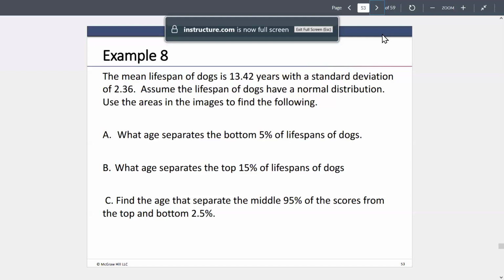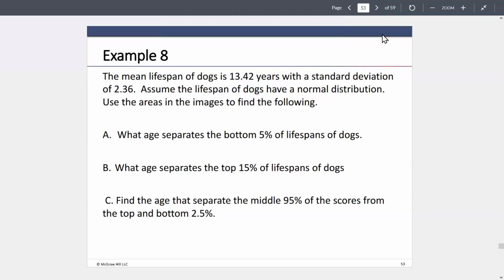All right, so practice this one more time. We're going back to those dogs. The mean lifespan of a dog is 13.42 years with a standard deviation of 2.36 years. We're going to assume that lifespans of dogs are normally distributed. We want to know what age separates the bottom 5% of the lifespans of dogs. So we're going to bring this all to a Z table. So let's break down some of our information over here.